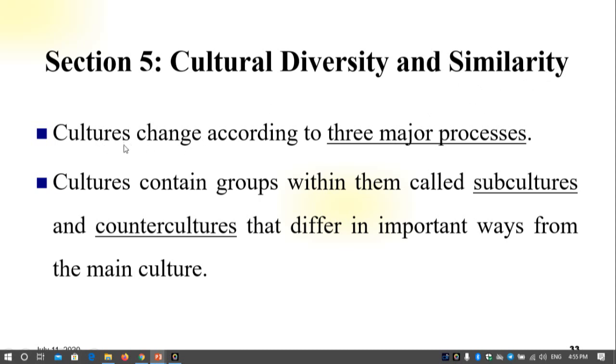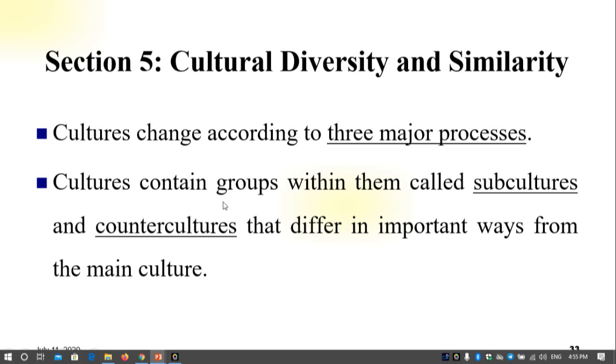Culture change. Cultures change according to three major processes. I will present you the three major processes that happen in culture change in the next slide.